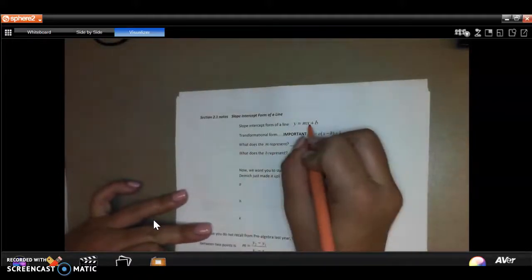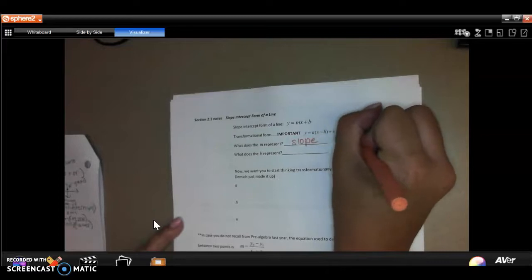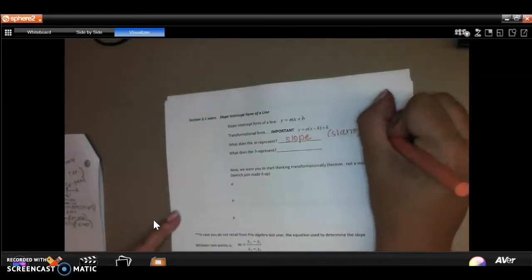We're going to come back to this part here, but what does m mean? Well, this should be a review. m is our slope. Our slope tells us the slant of our graph. You may remember slopes could be positive or negative, and we're going to be working with this today. The slope is m.